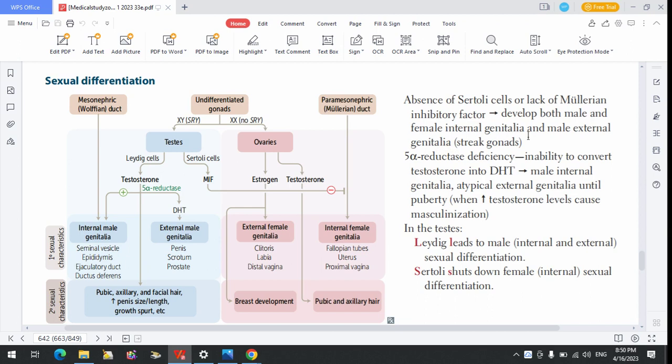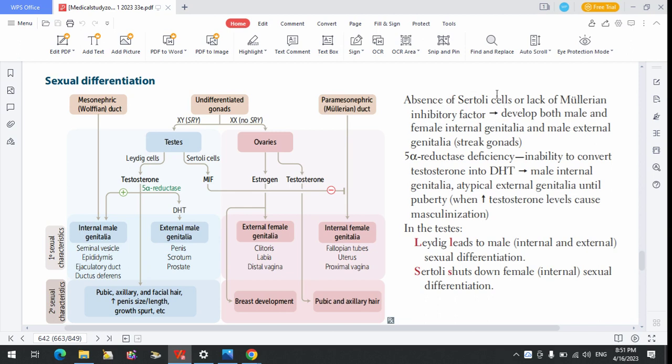Are you guys still with me? You need to understand this very well in case they paint a clinical scenario where someone has both male and female internal genitalia. So we are looking at a male, and this male doesn't have Sertoli cells.